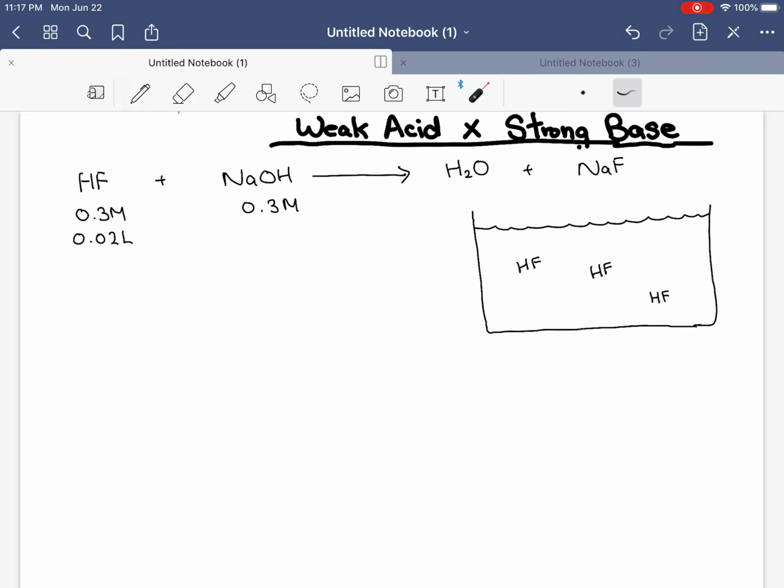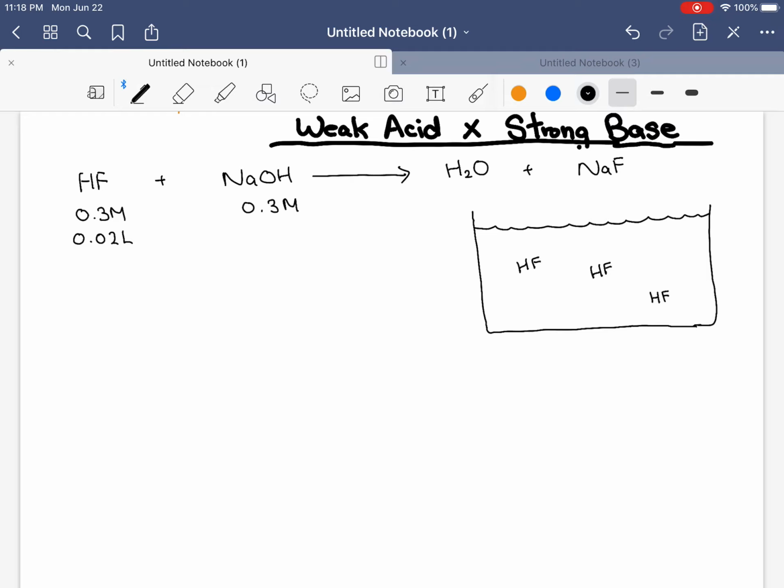Now, let's look at this question right here, where I have 0.3 molar of HF at 220 milliliters, titrating, of course, against 0.3 molar of NaOH as a titrant. So the first thing that we're going to do is to find out what the equivalent point is, so we know exactly when to expect the end point to be.